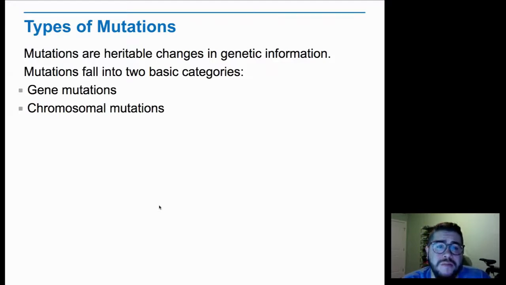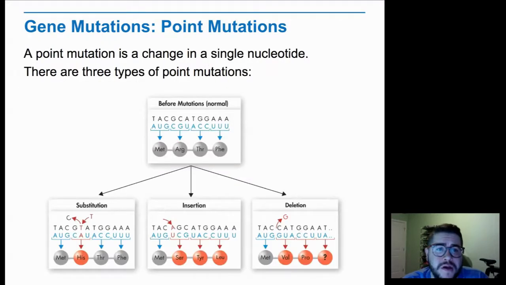Okay, so our mutations will fall into one of two categories: a gene mutation or a chromosomal mutation. Gene mutations generally affect one single gene, and a chromosomal mutation can affect multiple genes within a chromosome. So, one example of a gene mutation is called a point mutation. And a point mutation involves just a change to a single nucleotide.